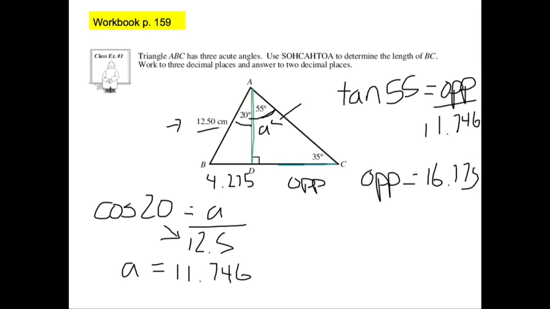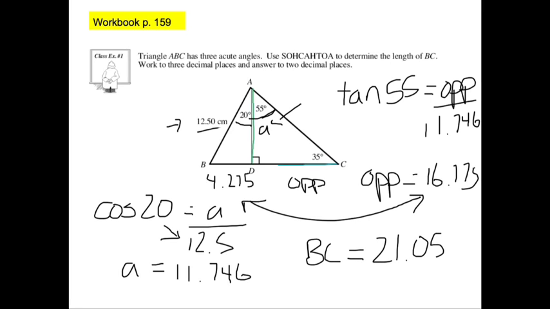And what you should get when you work this one out is going to be 16.775. Okay, so when you add these two up together, what you should get to two decimal places, BC is going to equal 21.05 centimeters.